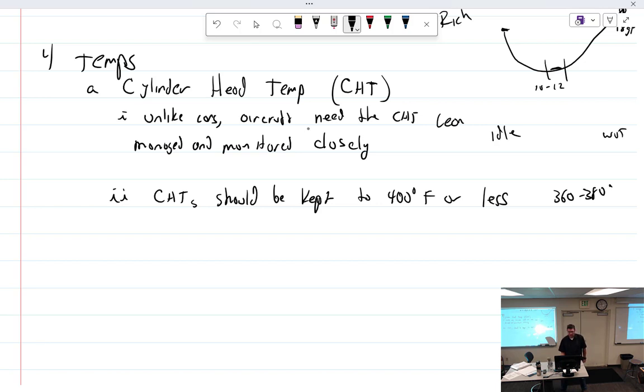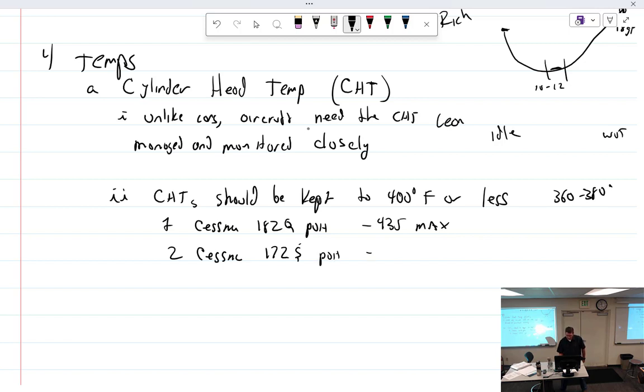Let's see. So I had the Cessna 182Q POH, has it at 435 max. And the Cessna 172 Sierra POH, which has the Lycoming engine, has 500 degrees max, which is just insane to me. And there's not much more you can say about CHTs. I mean, you got to keep them to less than 400.